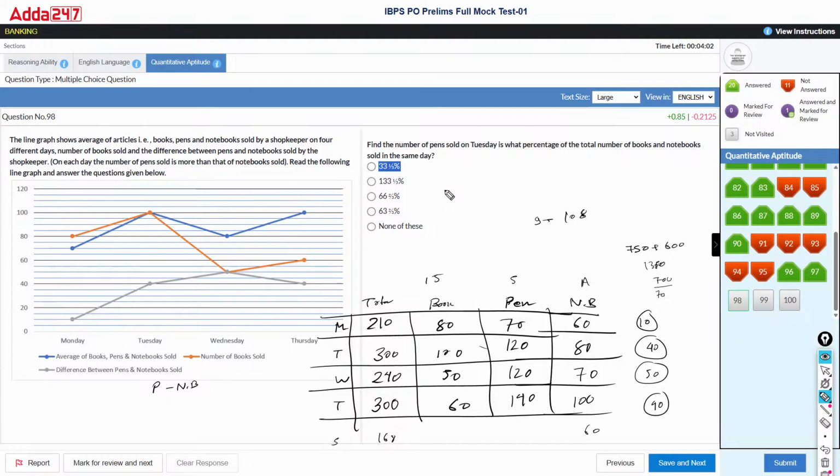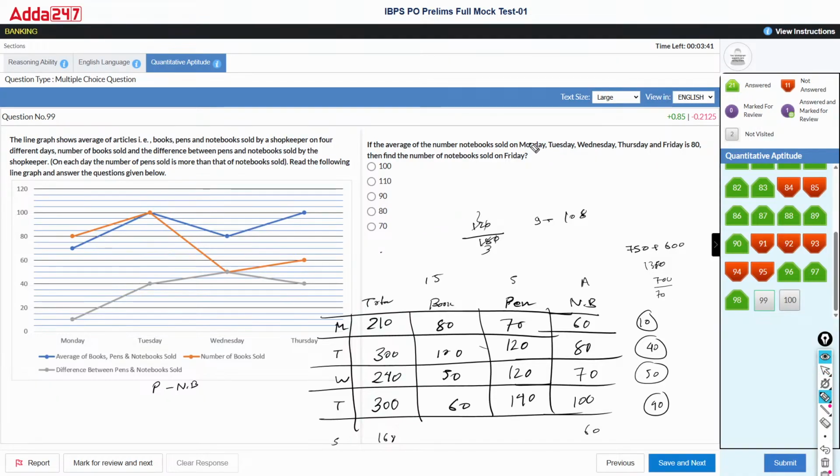Find the number of pens sold by Tuesday. Pens sold on Tuesday is what percent of total number of books and notebooks sold. So 120 is how much of 180? So 2/3 means 66 and 2/3%.